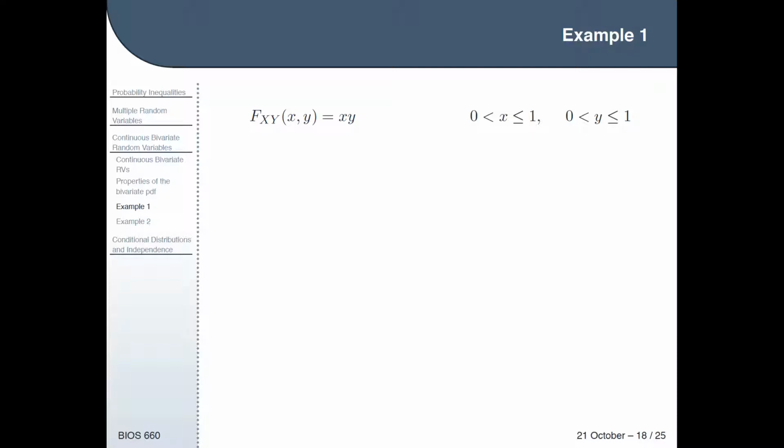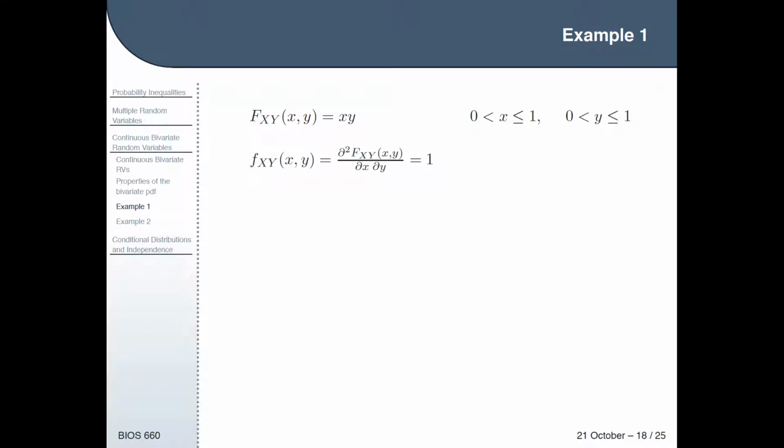So, a simple example of a joint CDF and how you would calculate the marginal CDFs and PDFs and so forth. Let's say that the joint CDF is x times y for both x and y in the range from 0 to 1.